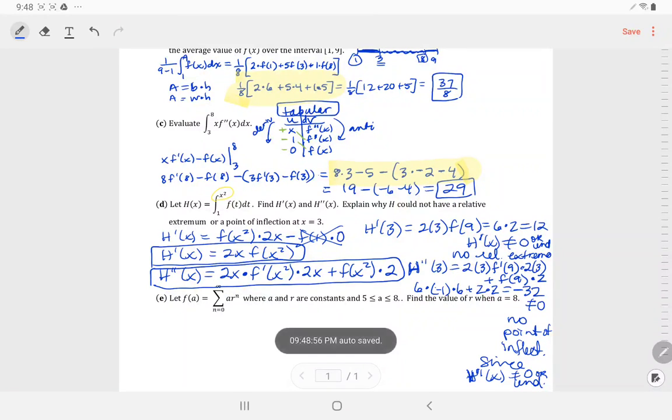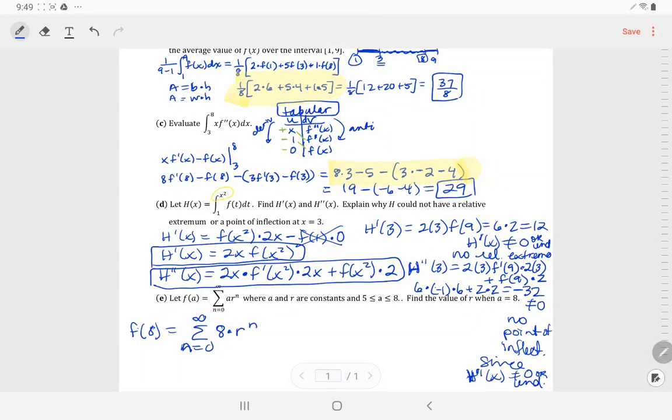Okay. This is a Taylor series. Okay. Geometric is on there, so maybe it's geometric. Yeah, it looks geometric. A is between 5 and 8. Okay, find the value of r when a is 8. Oh, f of a. Okay, so f of 8 equals, now remember, they have to ask this in unique ways. Okay, they have to ask this in unique ways because they don't want anyone to cheat.